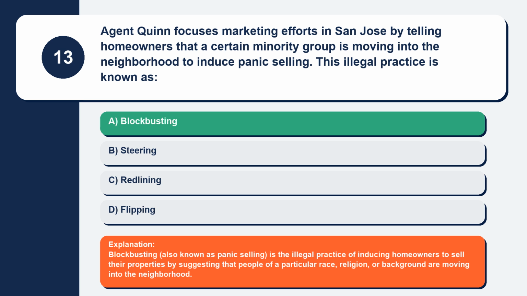Explanation: blockbusting, also known as panic selling, is the illegal practice of inducing homeowners to sell their properties by suggesting that people of a particular race, religion, or background are moving into the neighborhood.